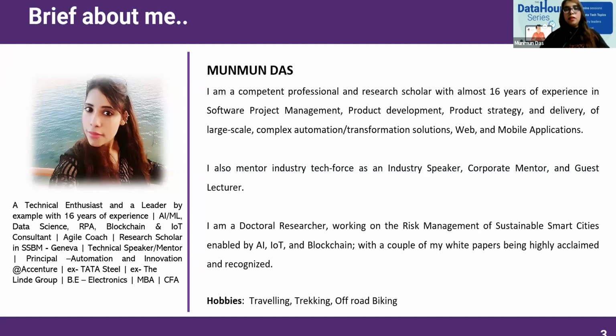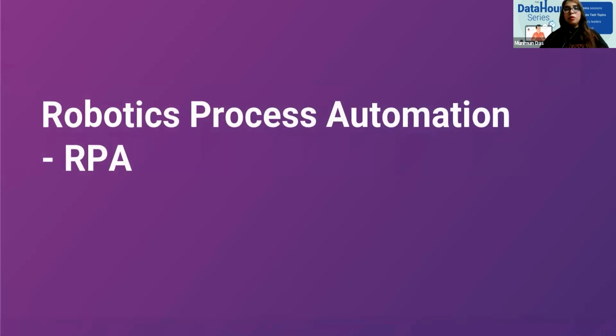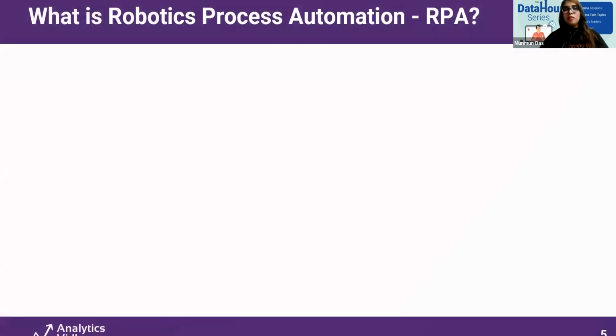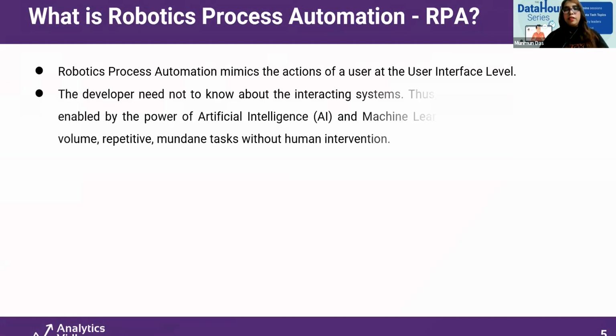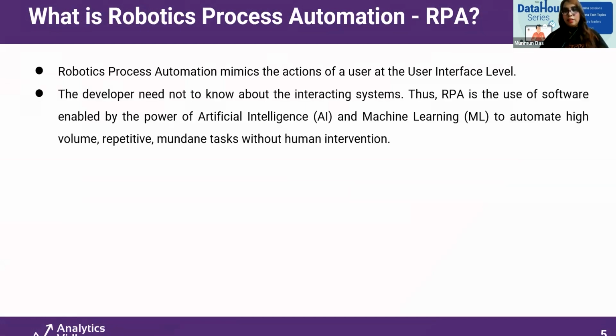Going forward, let's dive into our topic today. There is a lot of buzz going around robotics process automation. What is this robotics process automation? Let's understand from the official definition of it. Robotics process automation mimics the actions of a user at the user interface level. Developers need not know about the interacting systems, meaning the underlying systems, whether they are developed in Java, .NET, or Python. You need not know that.